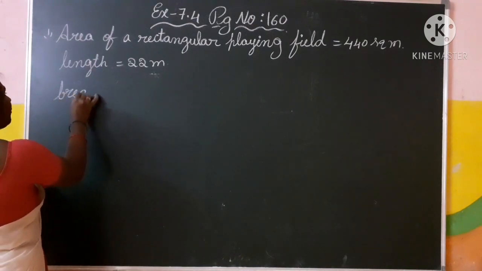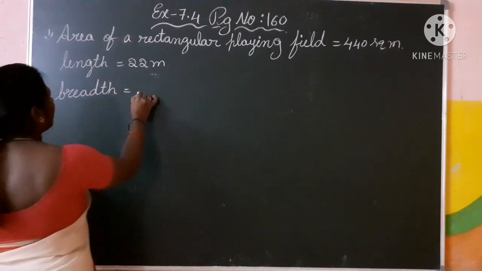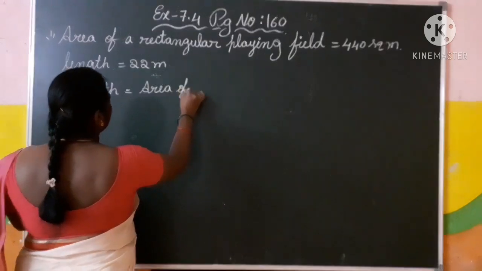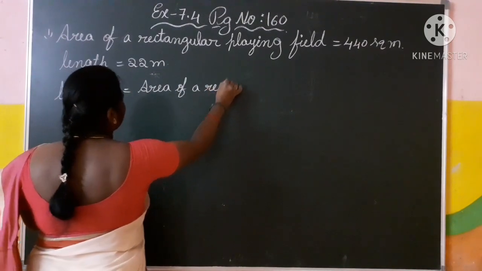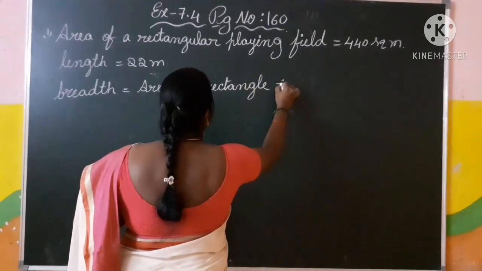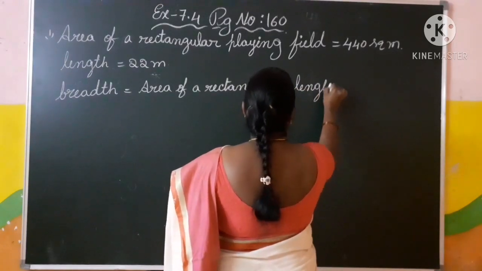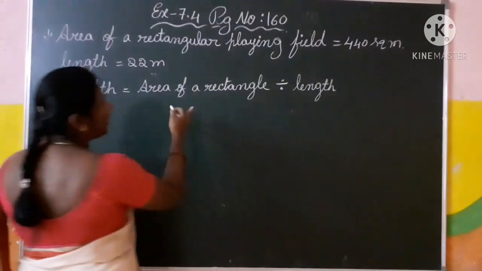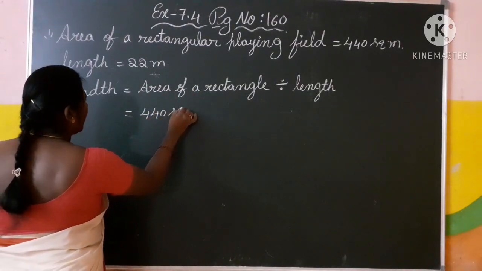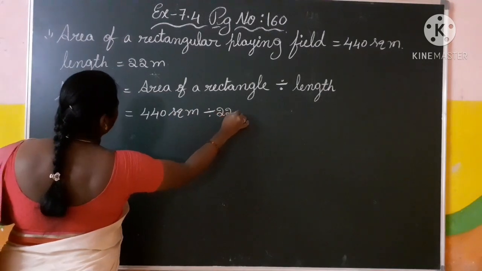So what is the breadth formula? When they gave area and length, breadth is equal to area of a rectangle divided by length. Area of a rectangle, how much is given? 440 square meters divided by 22 meters.